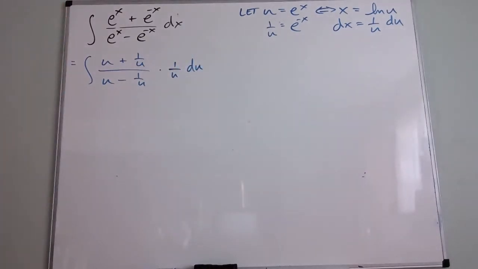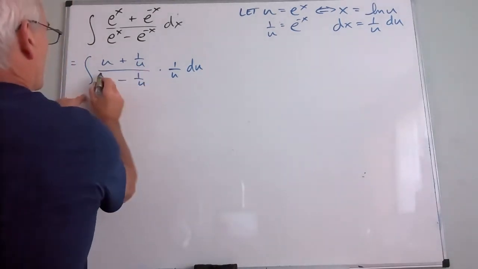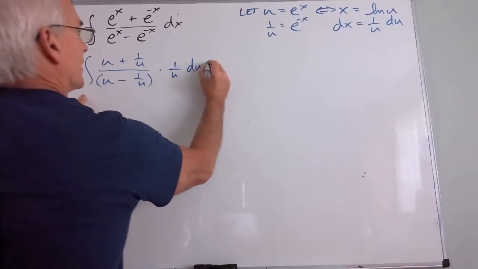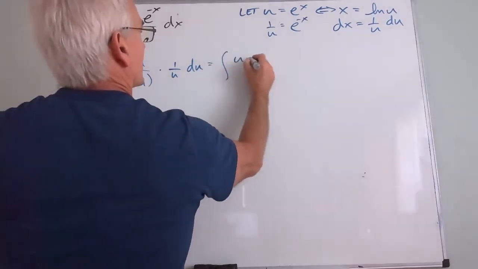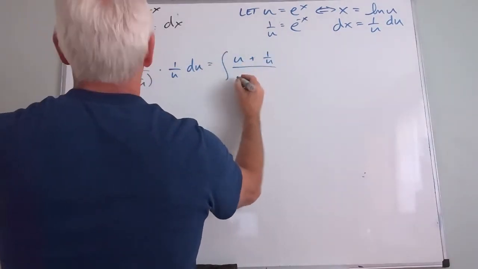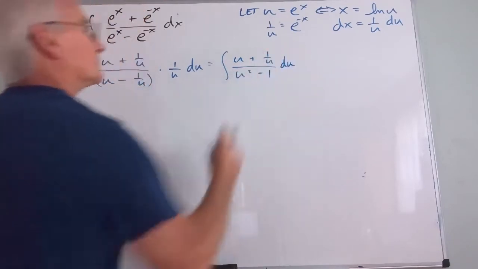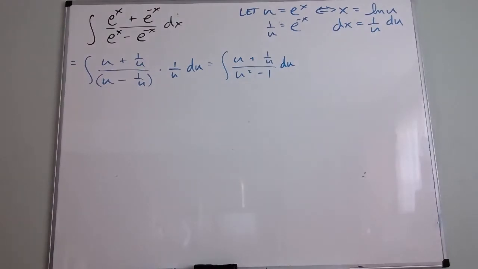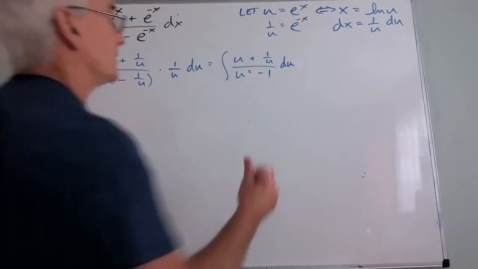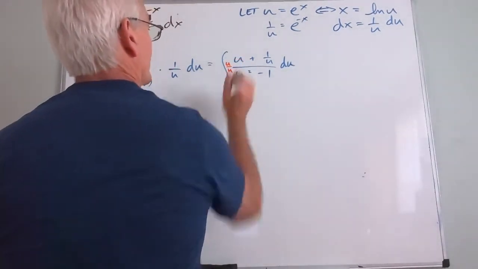So let's clean this up if we can. Let me go ahead and multiply this in the denominator. Then my denominator will be u squared minus 1. Okay. Now I have one more step. I don't like the fact that I have a quotient in my numerator. So what I'm going to do is multiply numerator and denominator at this point by u. In other words, go like this, u over u.